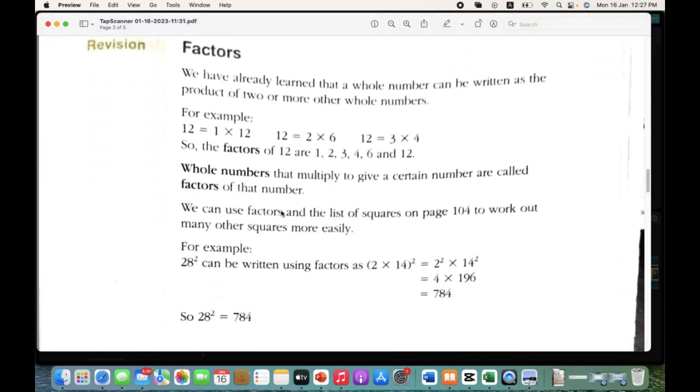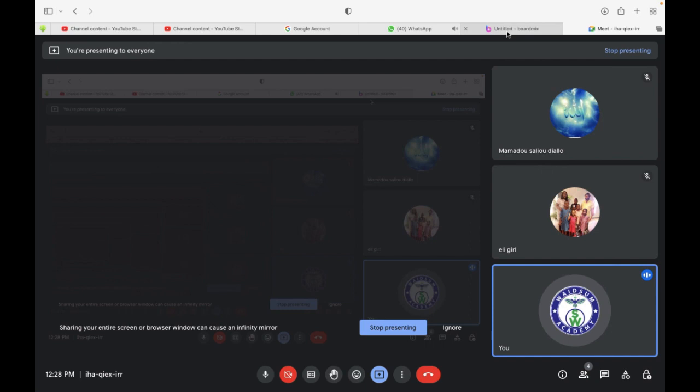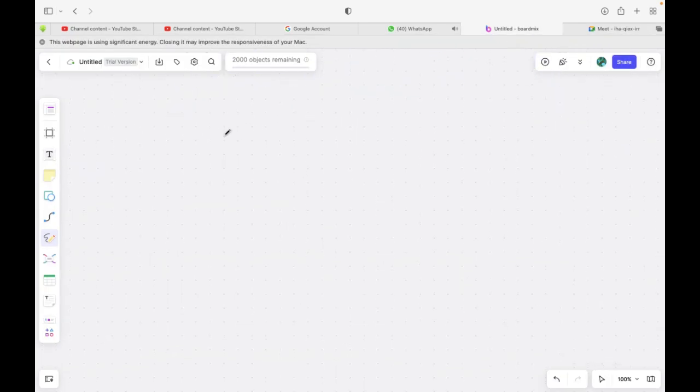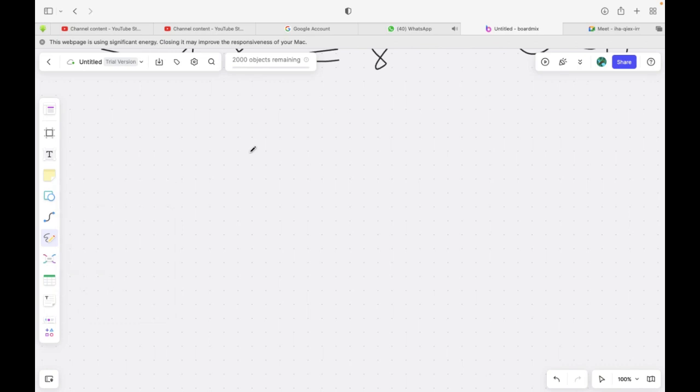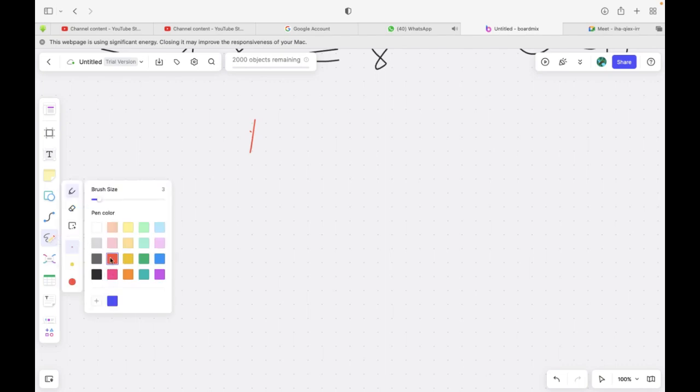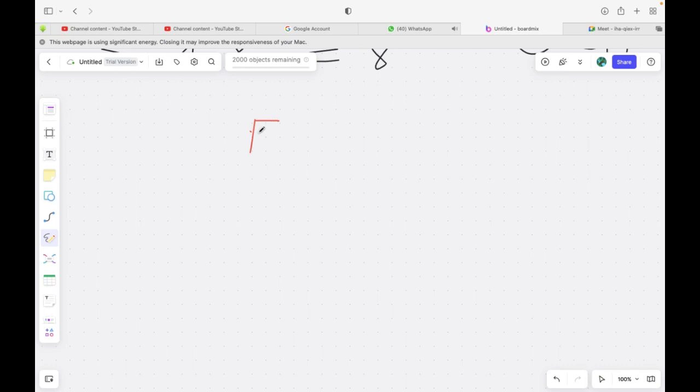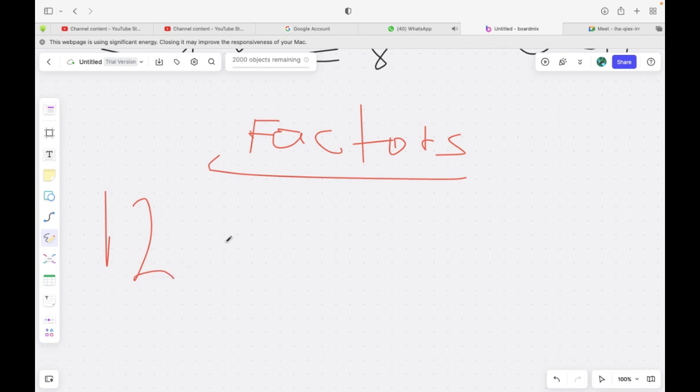Now let's talk about factors a little bit. Let's say 12. Let's start with 12. What are the factors of 12?